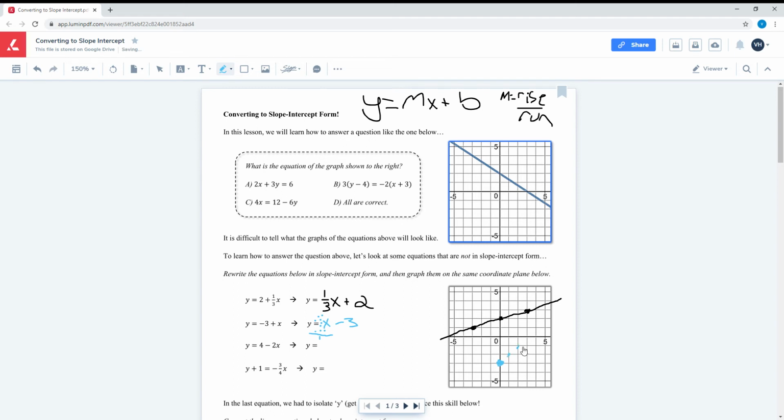Up 1, over 1. Rise 1, run 1, right? Let's create that awesome line. Holy smokes, Miss Harper. That was horrible. Oh, that was better than most, you know.